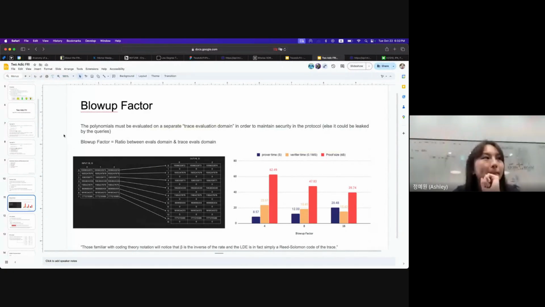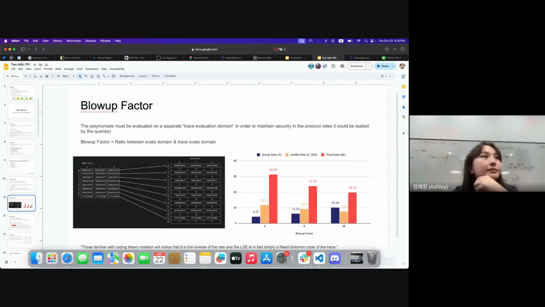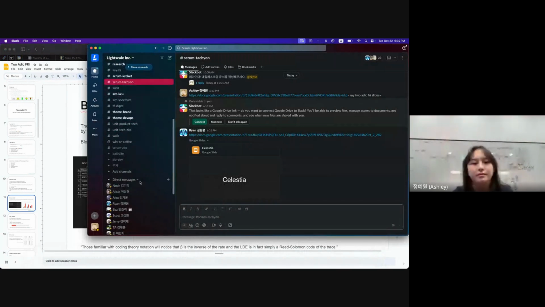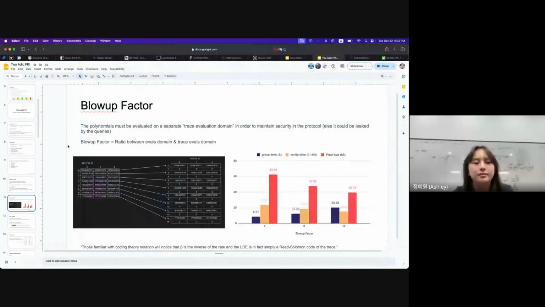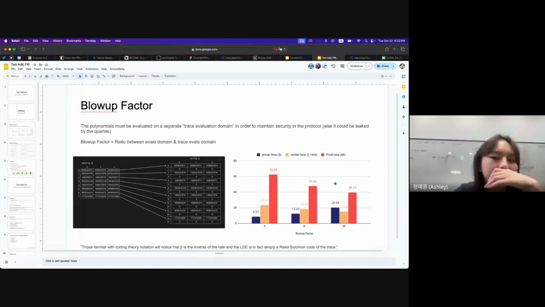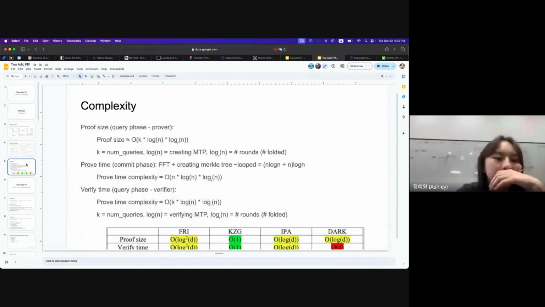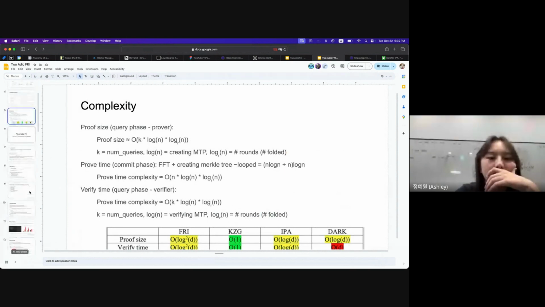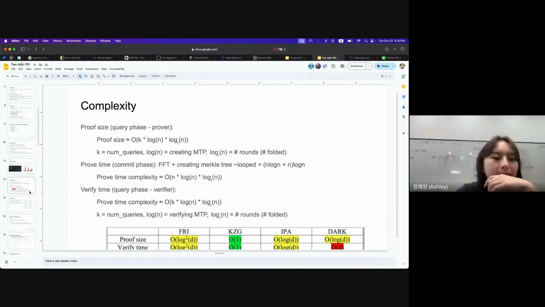Maybe it reminds me of this extension over the field. Do you have any idea why proof size is smaller with a higher blowup factor? Higher blowup factor reduces the proof size. Yeah. I think this is because the number of queries is reduced. Sorry? The number of queries is the same, no?